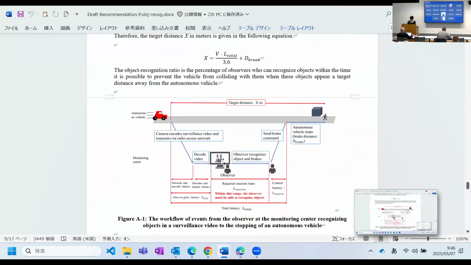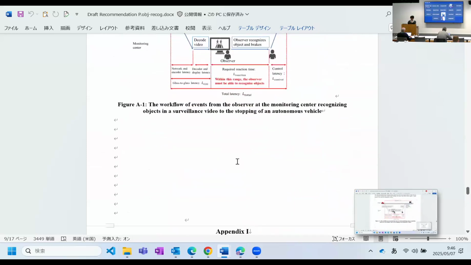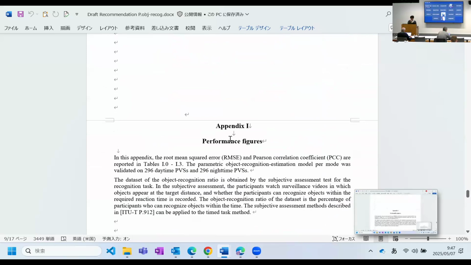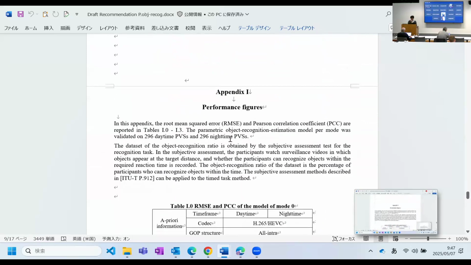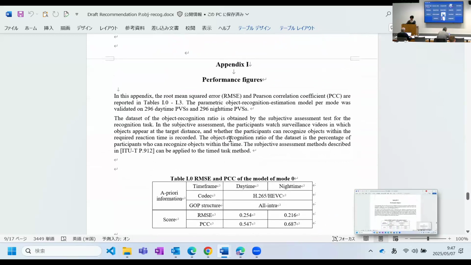And this is the figure of the estimate calculating the target distance, which is using this recommendation. And also the appendix 1 has the performance figures. In this equation, the root mean squared error and Pearson correlation coefficient, PCC, are reported in Tables I.0 to I.3, which were submitted in the previous meeting.